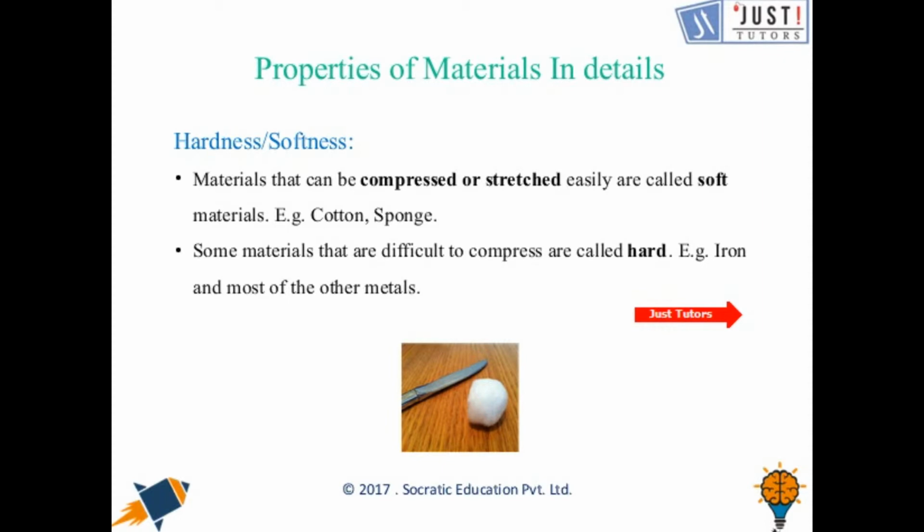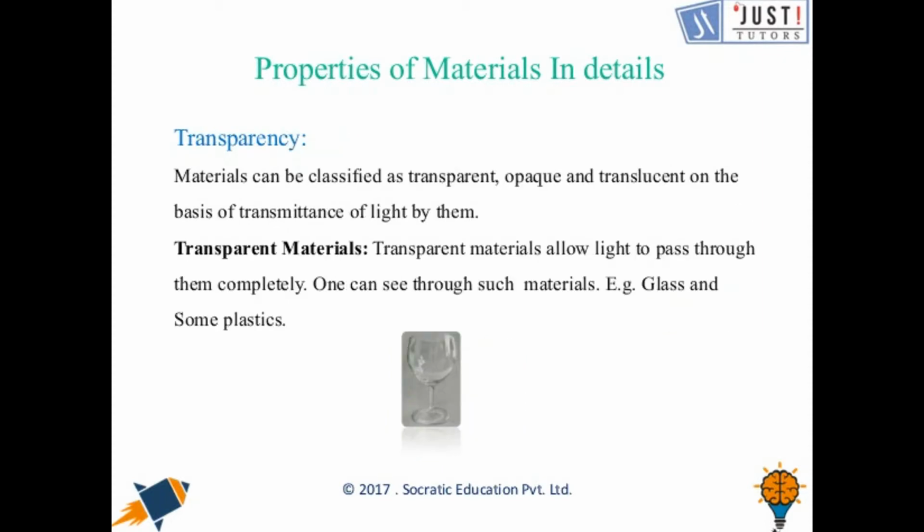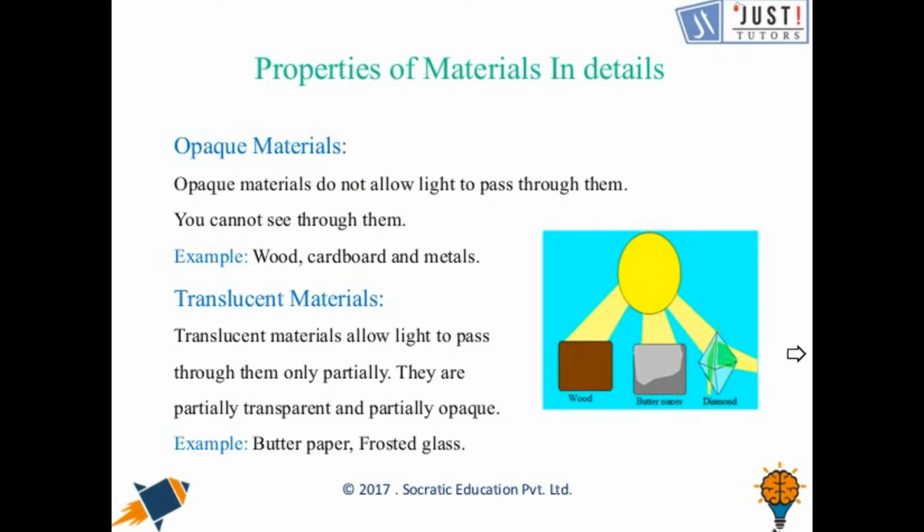Let's move forward to the next property, which is transparency. Transparency is a property which allows an object to be seen clearly through it. You can think of a glass, you can easily see through such material. So materials can be classified into transparent, opaque and translucent on the basis of the transmittance of light by them. Let's learn about each of them in detail.